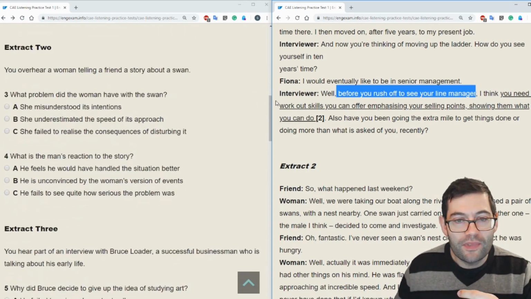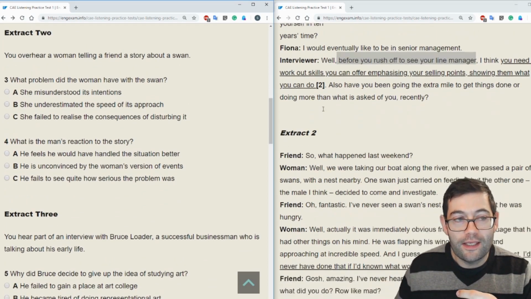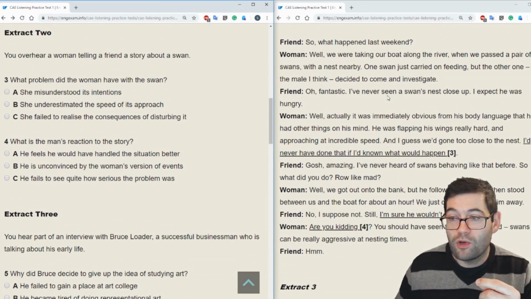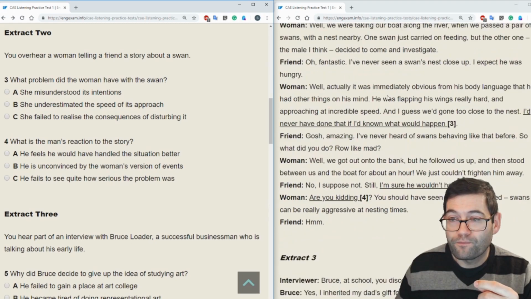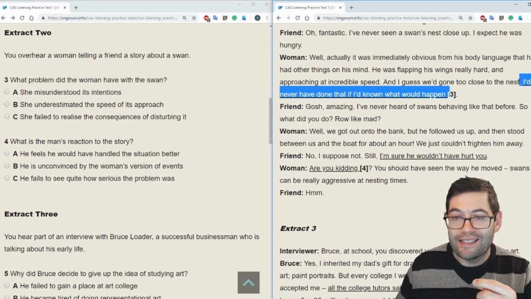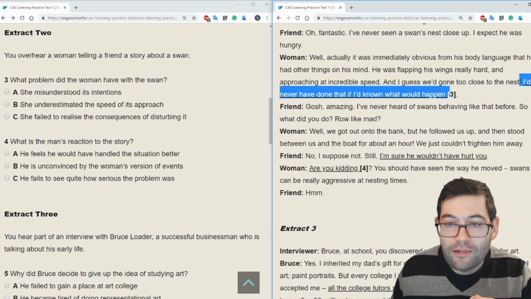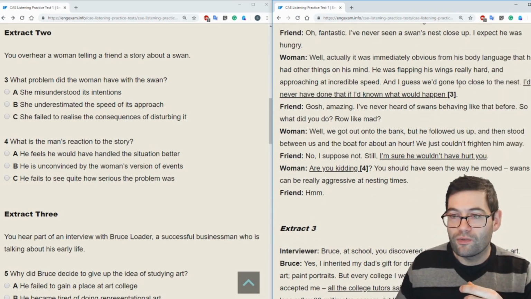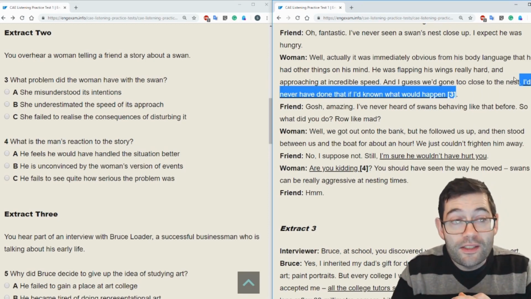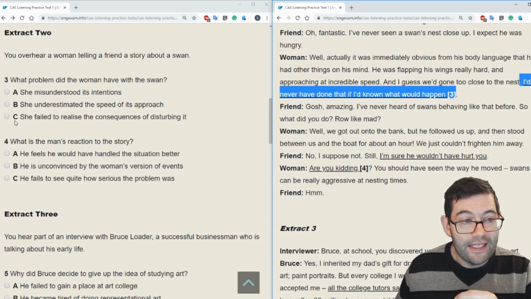Okay, for extract number 2, the story changes a little bit. You overhear a woman telling a friend a story about a swan. What problem did the woman have with the swan? Well, we can see here, it's underlined for number 3. I'd never have done that if I'd known what would happen. Perfect third conditional. In other words, the answer is C.